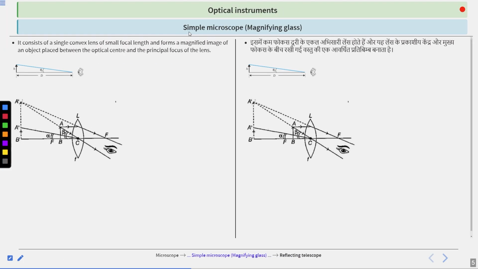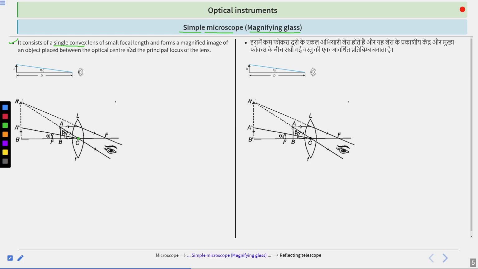So first is the simple microscope, or we can say magnifying glass. Simple microscope consists of a single convex lens. So this is the ray diagram of the simple microscope, where this L is the convex lens. The focal length of this convex lens is small. And this C is the optical center of the convex lens.